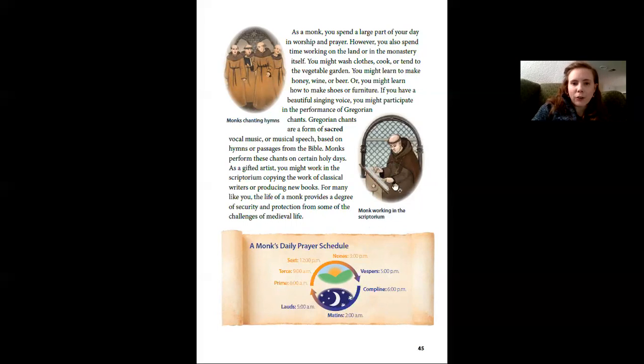So here's a monk working in the scriptorium. He's writing a script. That manuscript is why it's called a scriptorium, the place where the books are written. And here are monks chanting hymns. And you can see in both of these pictures, like they said here, your hair is shaved off the top of your head only to show other people that you are a monk.